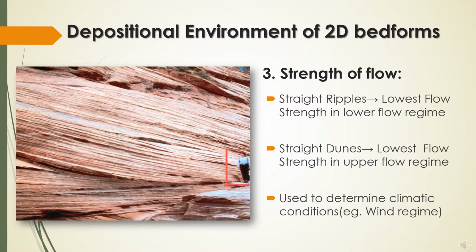The next thing we know from unidirectional 2D bedforms is the strength of flow. Straight crested ripples can only form with a steady and low velocity flow. While higher flow velocity is needed in forming straight crested dunes, it still requires the least amount of flow strength in the upper flow regime.